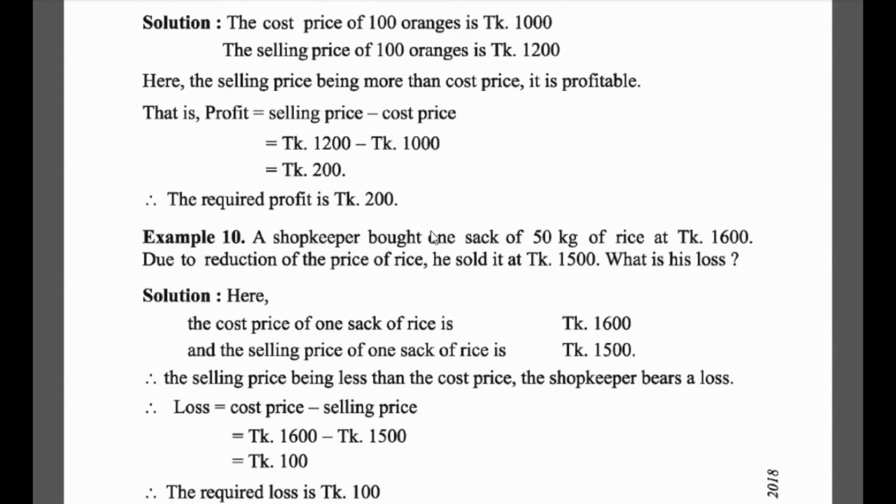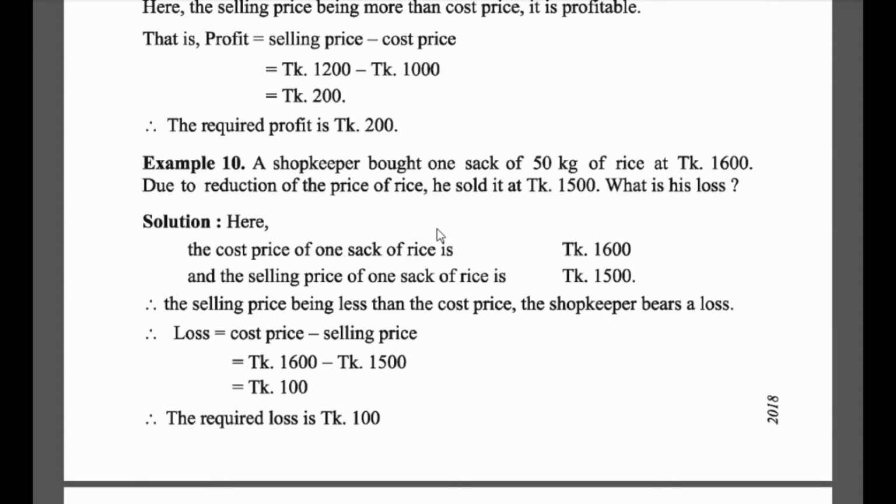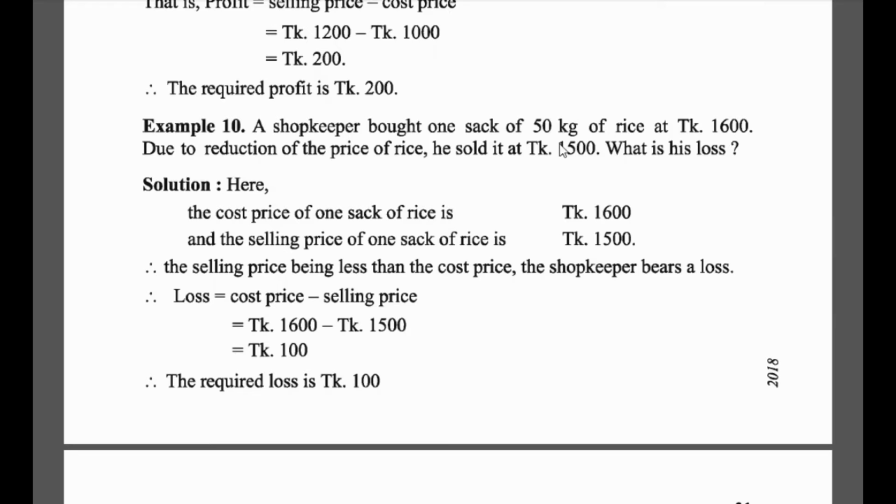Okay, so let's go to the next example, example number 10. A shopkeeper bought one sack of 50 kg of rice at taka 1600. Due to the reduction of the price of rice, he sold it at taka 1500. What is his loss? That is the question. So let's look at the solution. Here you can see the cost price for one sack of rice is taka 1600. It's given in the question, and you can see it very clearly. And the selling price, the price at which he sold the rice due to the reduction of the price of rice, is taka 1500.